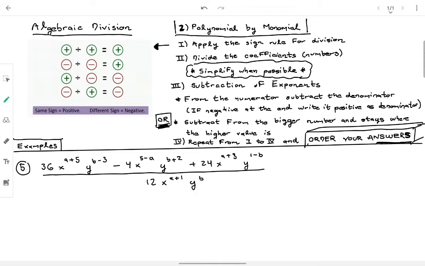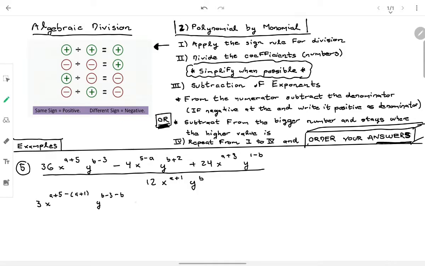So remember, it's dividing a monomial with a monomial many times. So we can start with the first one, 36 over 12, it's 3. So it's going to be 3. Then we will have x to the a plus 5 minus a plus 1. Y, it's going to be b minus 3 minus b.